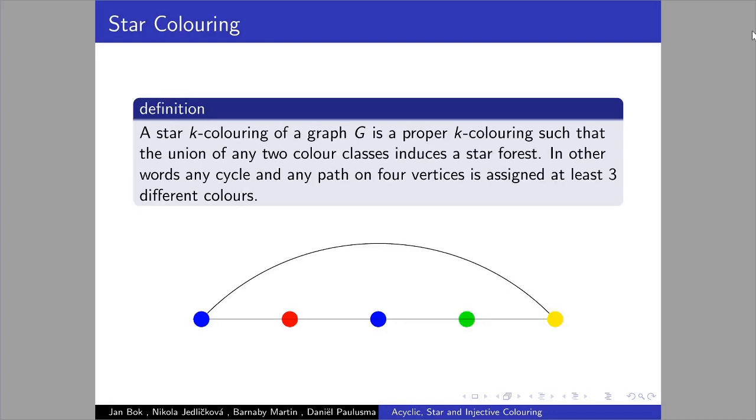And on to star colouring. So a star k-colouring of a graph G is a proper k-colouring such that the union of any two colour classes induces a star forest. So in other words, any cycle and any path on at least four vertices is assigned at least three different colours. And if we look at C5, this can be acyclically coloured with three colours, but in a star colouring we need at least four, because when we use only three colours we must get some bichromatic P4.